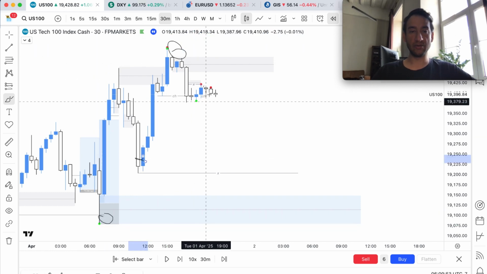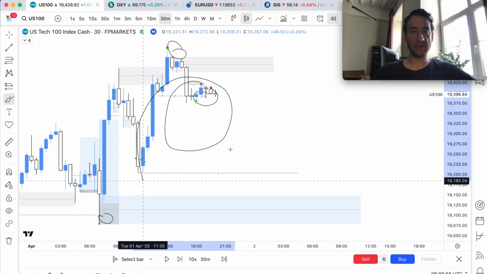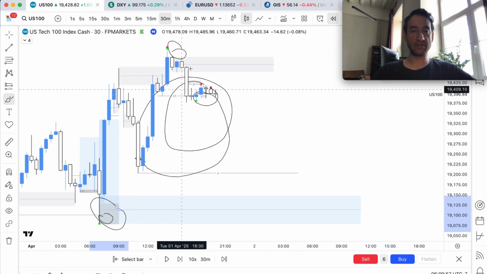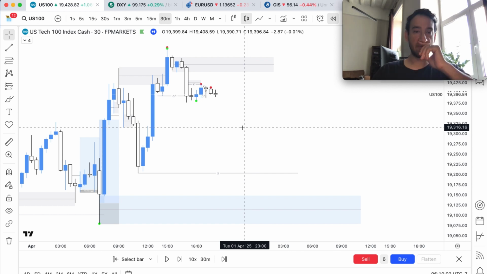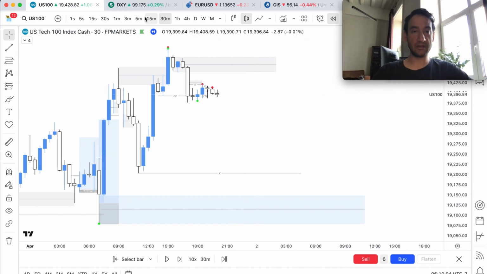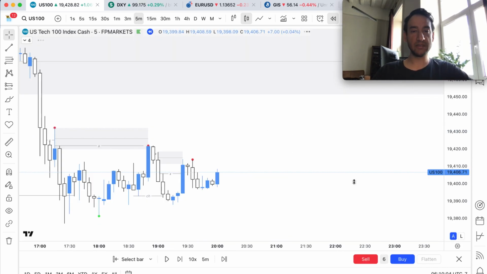So all this internal structure in here shares the external low and external high. Okay, just want to clarify that. So from here on out, let's go to the lower time frames to see if we can catch any entries.